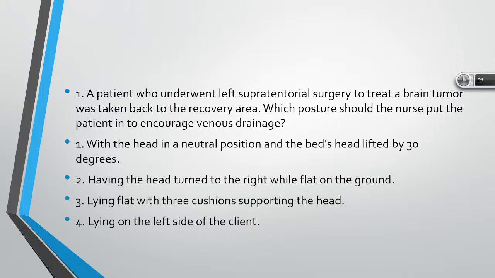So here in the question, you can see the condition given: the patient underwent left supratentorial surgery, and it is done to treat a brain tumor. Now the question is asking for the position, meaning which kind of position we have to recommend to the patient to encourage venous drainage. So let's solve this question.